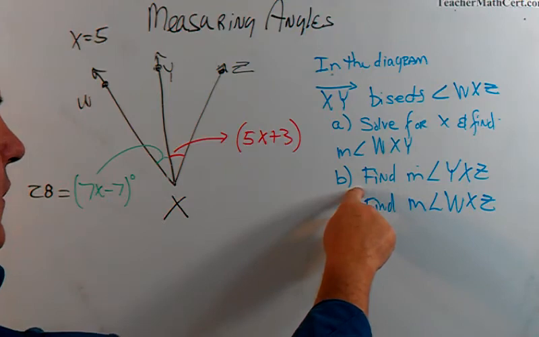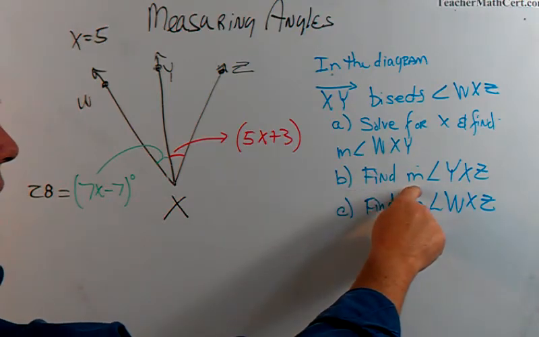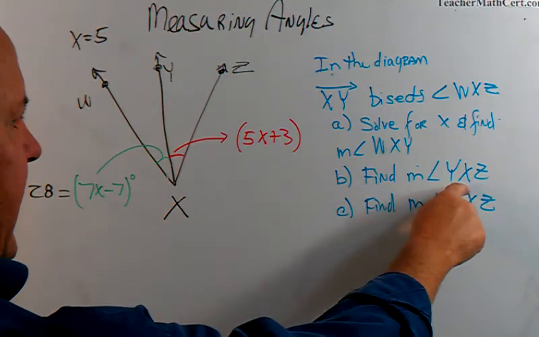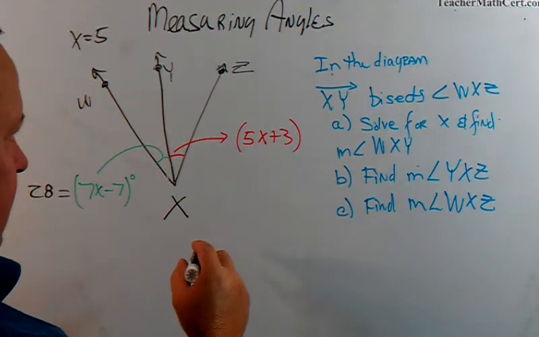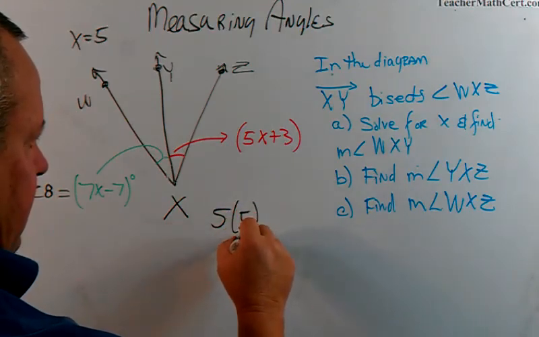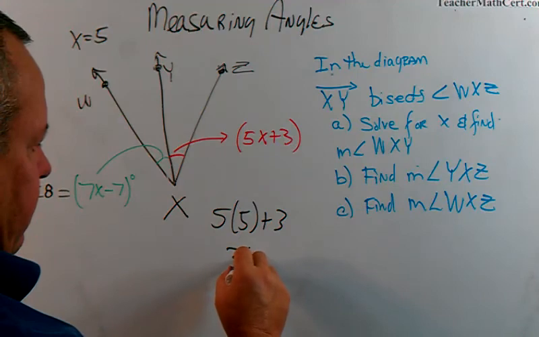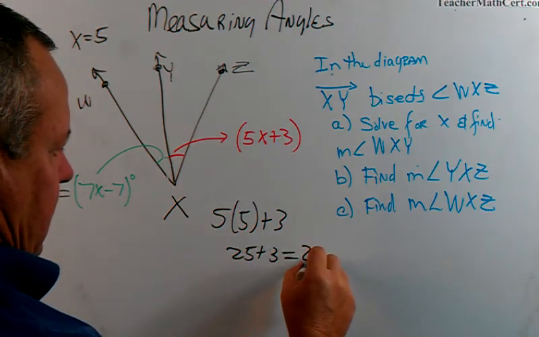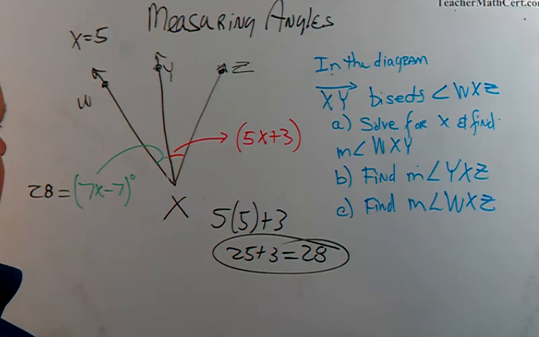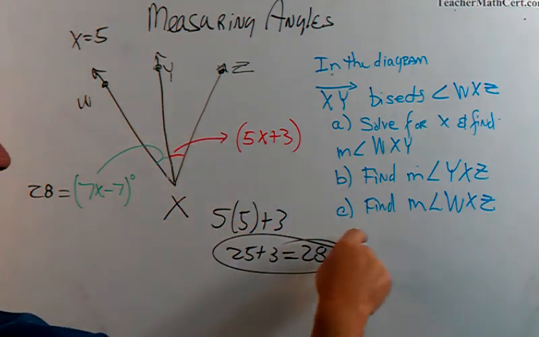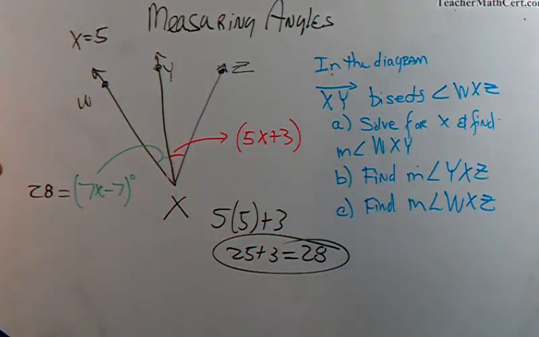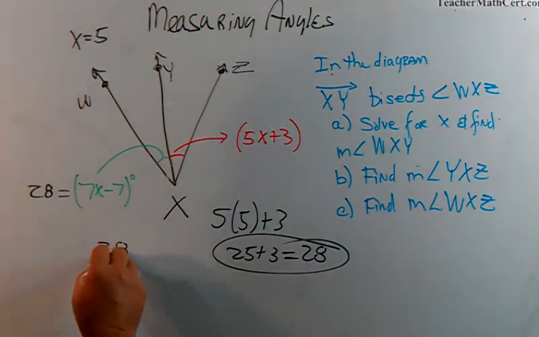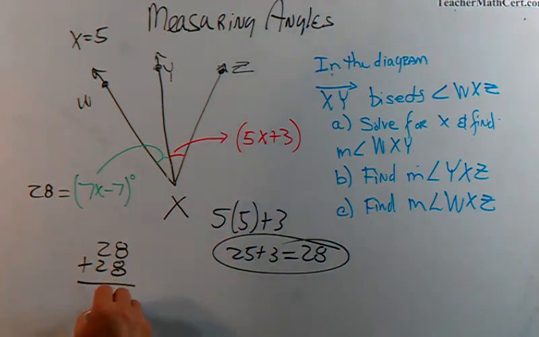So it says find the measure of angle YXZ, which is this guy right here, right? So it's going to be 5 times 5 plus 3. It's going to be 25 plus 3. Indeed, it is 28. So this is 28, this is 28, and then they want us to find what? The whole thing, right? WXZ. So how do we do that? 28 plus 28 looks like 56. And that's the answer.